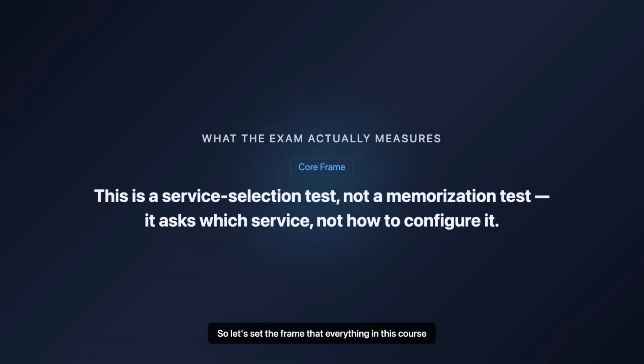So let's set the frame that everything in this course hangs on. This exam is not testing whether you can memorize feature lists or configure a service step by step. It's testing whether you can pick the one right service for a given constraint. You'll almost never be asked how to wire up a setting. You'll be asked which service fits a scenario and why the others don't. That single reframe changes how you should study, and it's why this course teaches decision rules instead of catalogs.